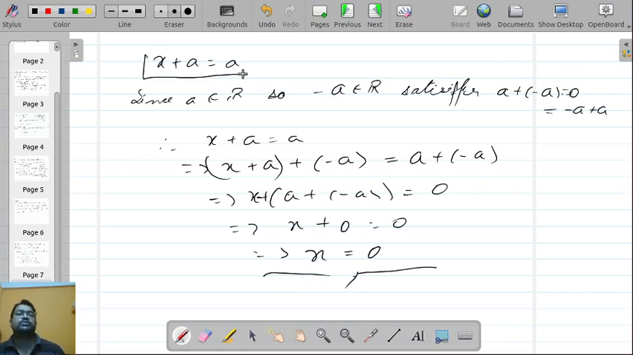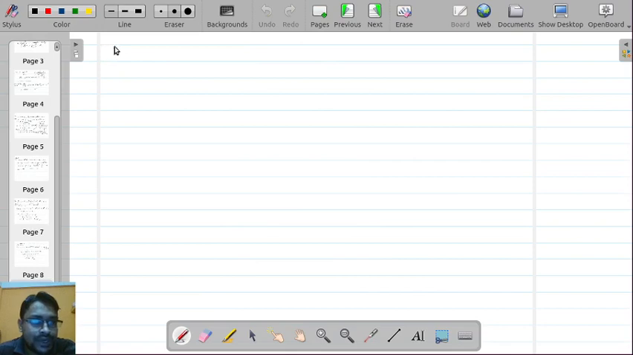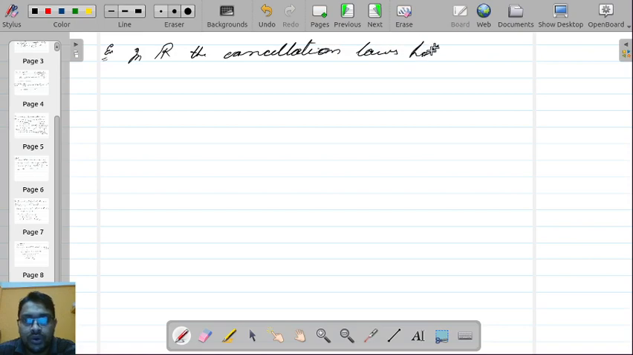So whenever we get this type of expression, x plus A equal to A, immediately we can write x is equal to 0, right? Okay, and another one is the left cancellation law. In R the cancellation laws hold for addition. For multiplication we have a different result. So in R the cancellation laws hold.